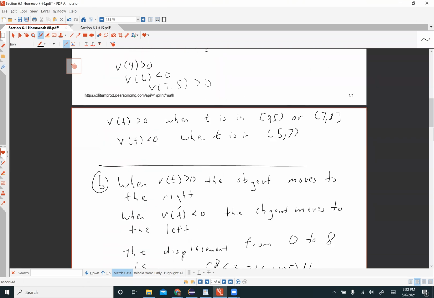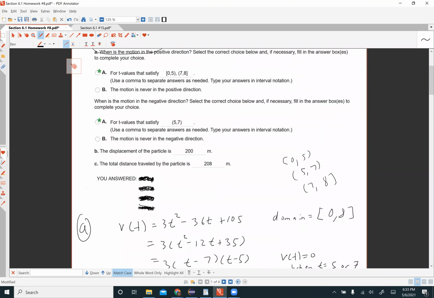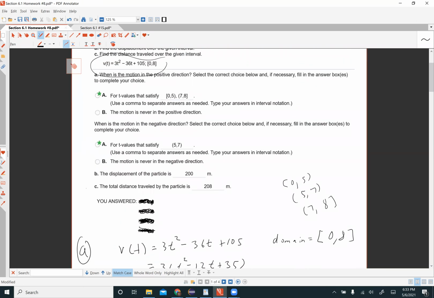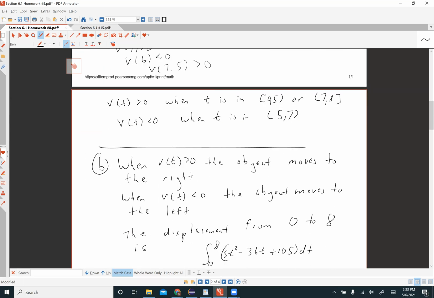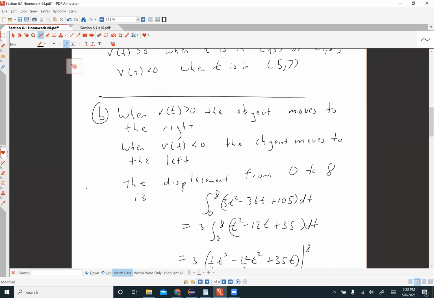Okay, so now let's look at part B. What do we have to do now? We found where the velocity is positive, where the direction goes to the right, and where the movement goes to the left. And so now we want to find the displacement of the particle. That's where we add up. So the displacement is not the total amount traveled.